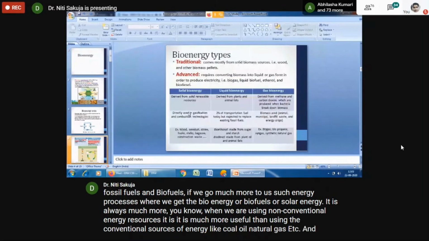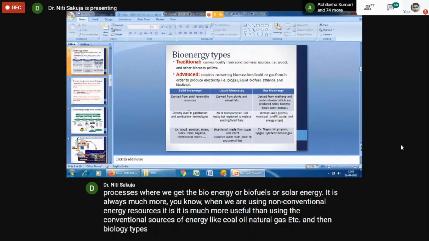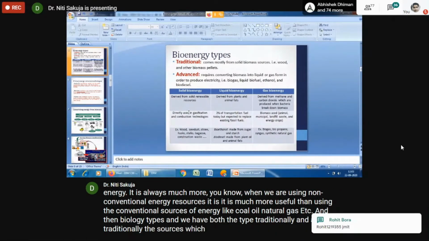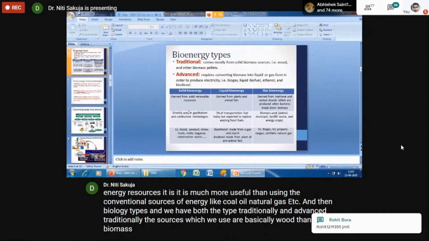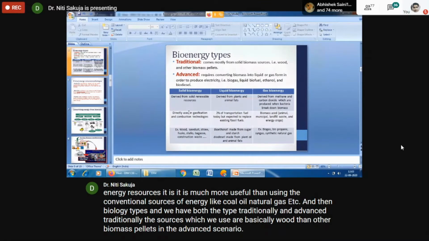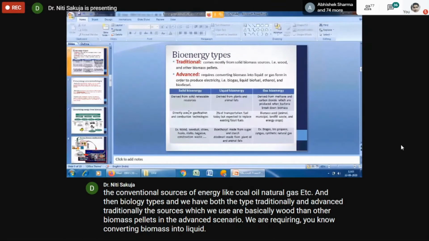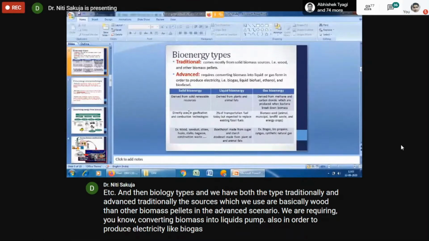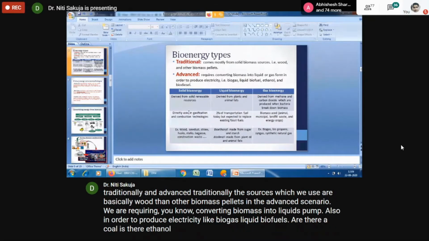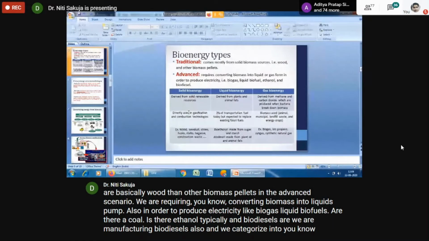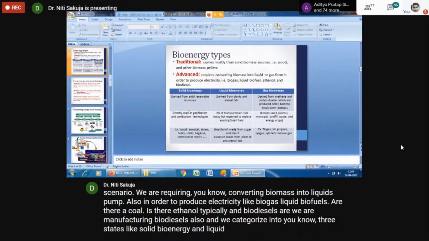As for bioenergy types, we have both traditional and advanced. Traditionally, the sources we use are wood and other biomass pellets. In the advanced scenario, we convert biomass into liquid or gas form in order to produce electricity, like biogas and liquid biofuels, alcohol, typically ethanol, and biodiesels. We are manufacturing biodiesels also. We categorize them into three states: solid bioenergy, liquid bioenergy, and gas bioenergy.